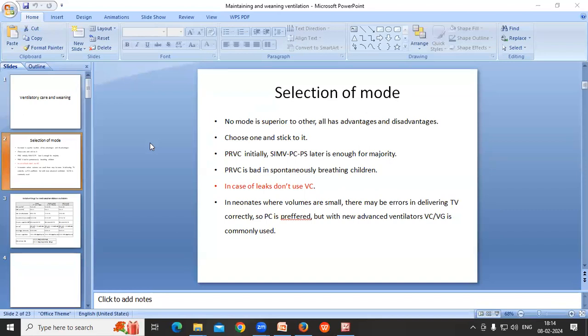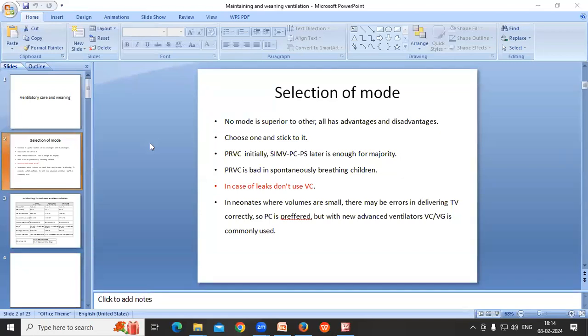If you are getting alarms in that mode, you should know why. If the child is not maintaining saturation, you should know how to manage the child on that mode: what parameters and settings to alter. If the child is not maintaining CO2, you should know what should be altered. If you know all these things, you can ventilate in any mode. No mode has any superior qualities; each has advantages and disadvantages equally.